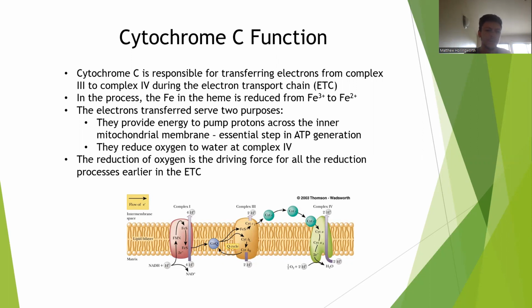Another thing they do at complex 4 is they reduce oxygen to water, and the reduction of oxygen is the driving force for all the reduction processes earlier in the electron transport chain. And this is the final step of picking up those electrons and really just providing the potential for all the other processes to occur. And it allows the electron transport chain to flow consistently and all the way through.